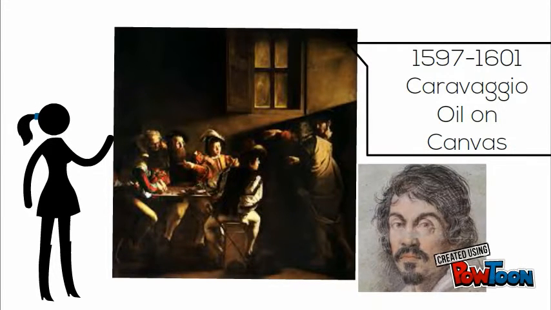We will be focusing on two works, The Calling of St. Matthew and Chartres Cathedral. The first work that we will look at is Calling of St. Matthew by Caravaggio, and it was produced in 1597 to 1601 CE, and it was painted in oil on canvas.